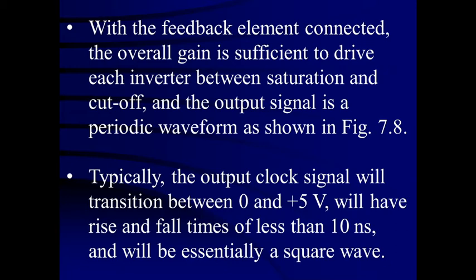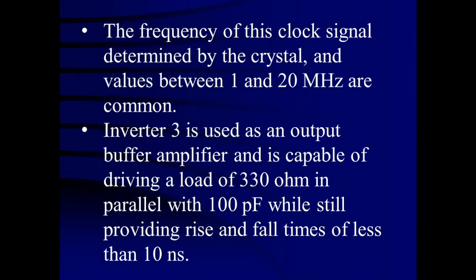So, what output are you getting? The output we are getting is a perfectly square wave, which has rise and fall times of less than 10 nanoseconds. That means we are generating very good clock waveforms. The frequency of this clock signal is determined by the crystal, and values between 1 and 20 megahertz are common.